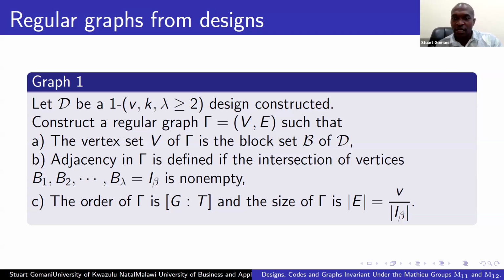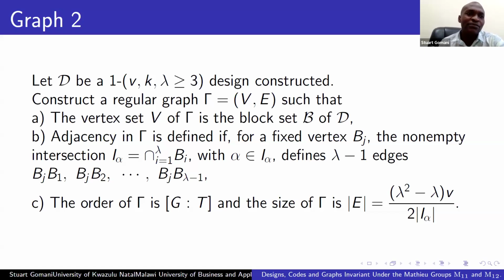Now, one thing that you can notice is that the number of edges this graph has is equal to the size of the point set of the reduced design. We found that striking coincidence quite interesting when we first defined this graph. But then we found we can try and define another graph. And we constructed another graph based on a 1-design where lambda is at least 3.